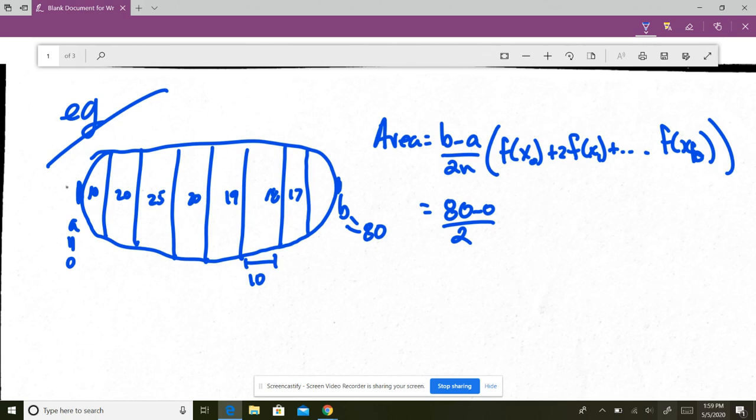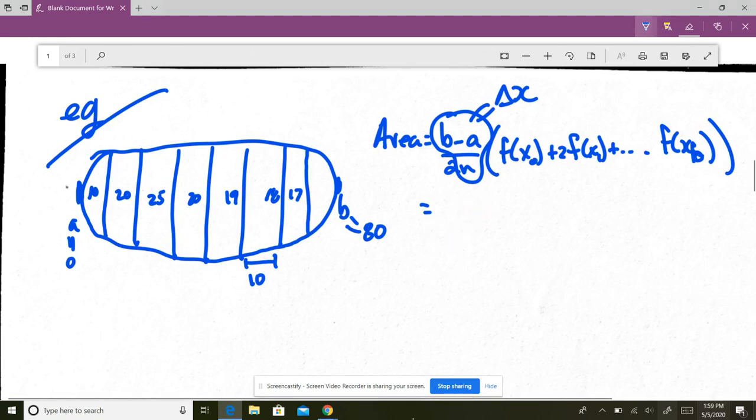How many trapezoids are there? Oh, sorry. We already give this the width. Remember, this is delta x. So I've actually done more work than I need to do. It's delta x, which is 10. Each width is 10 divided by 2. I mean, I could have gone 80 over 8, and it's going to give me 10 anyway, but delta x is 10.